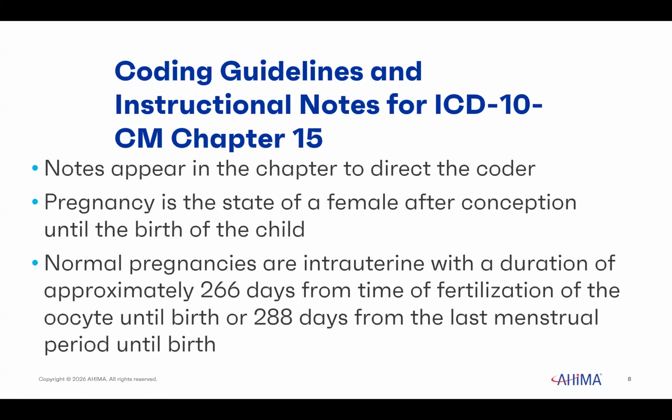There are a lot of notes in this chapter that direct the coder to code also, code first, and the usual things that we've seen before. And pregnancy is the state of the female anytime after conception till the birth of the child. Normal pregnancies are intrauterine with a duration of approximately 266 days from conception until birth, or 288 days from the last menstrual cycle.